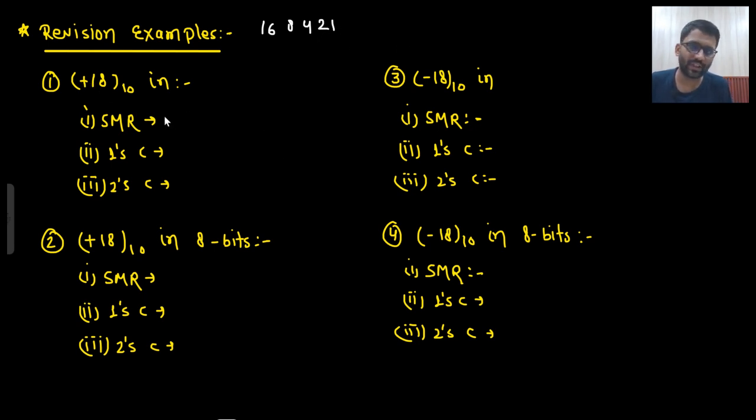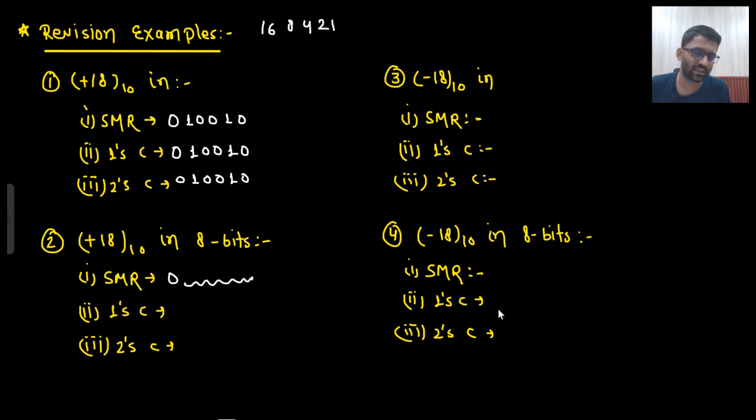First, positive sign is there, so 0 will come. Then 10010. 16 plus 2, 18. For a positive number, all these are the same. 010010. Positive number but in 8 bits. So basically this will be 0 and rest all bits.